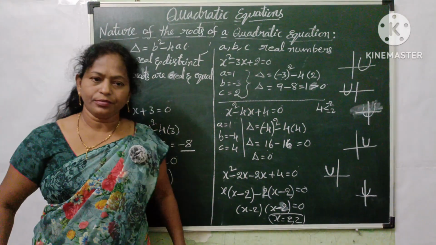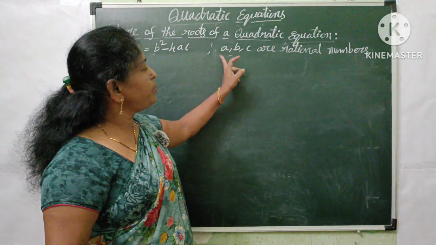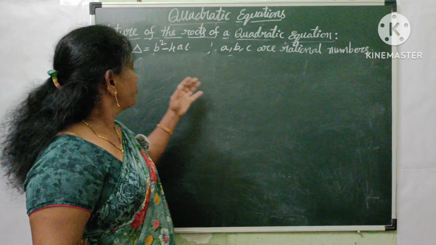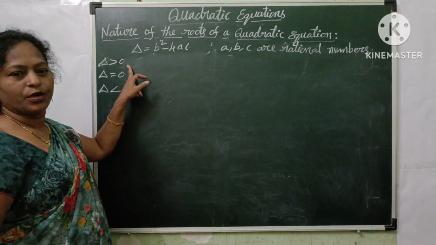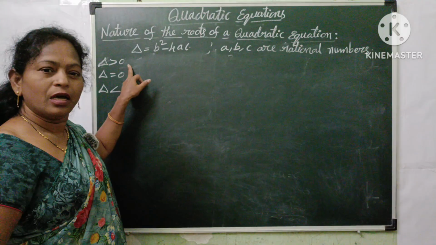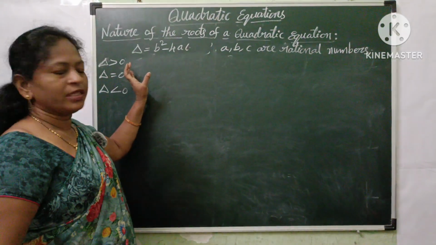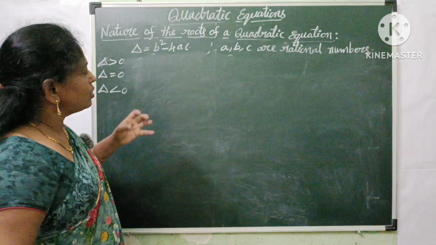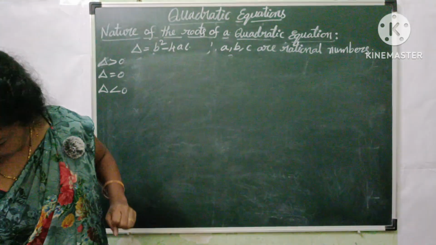Next, if a, b, c are rational numbers, then the roots are... Okay. Same here, delta greater than 0. Here we have two conditions. If delta is greater than 0 and is a perfect square, then the roots are rational and distinct. So for example, we see one example.